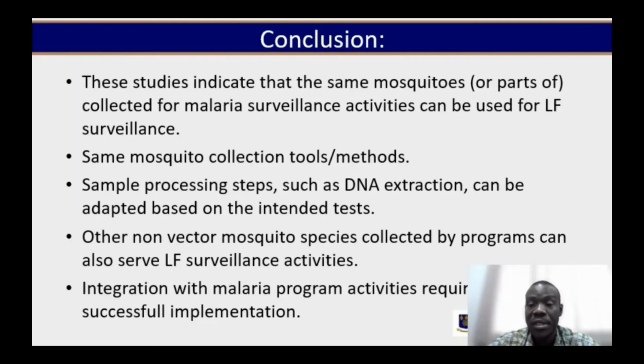For both diseases, the same vectors and collection tools are used. Sample processing steps such as DNA extraction can be adapted based on the intended test. For ELISAs, the supernatant can be collected when the mosquitoes are crushed, and the pellets can be used for DNA extraction. There is a need to engage malaria programs at the national level to collaborate and share best practices regarding entomology, training of entomologists, and community members for basic entomology for mosquito collection.